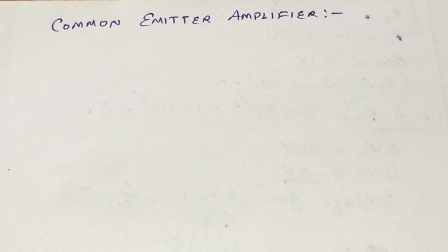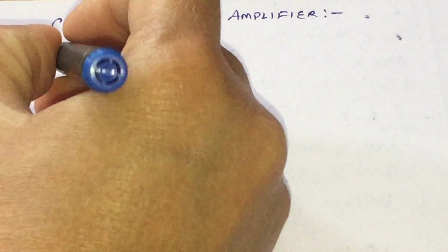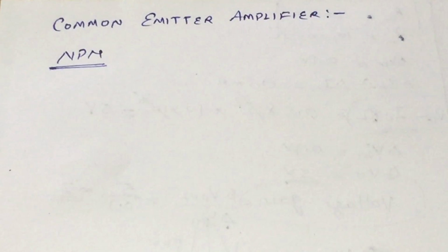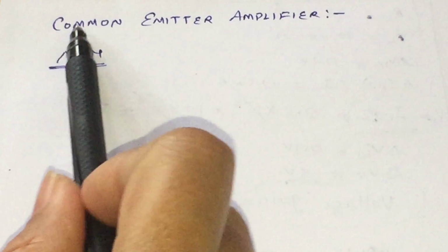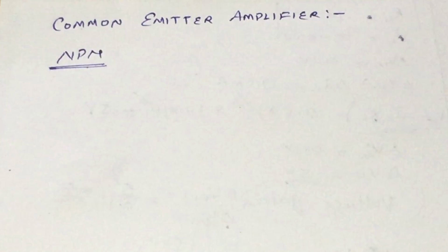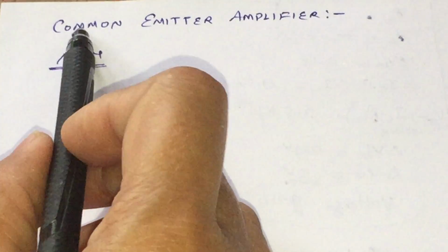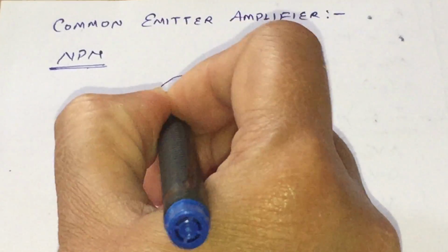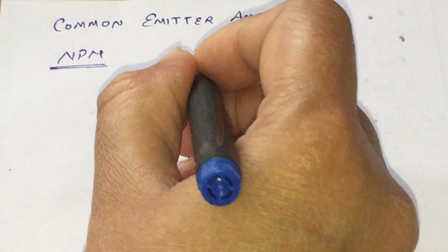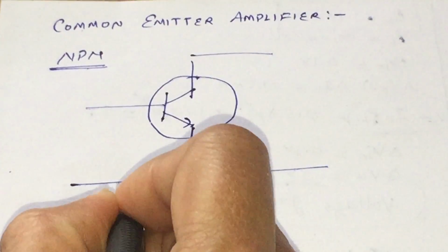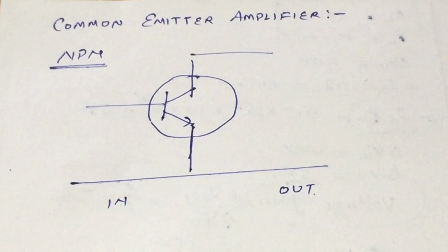Hello students, today's topic is the common emitter amplifier. In today's topic we are considering an NPN transistor so that we can give a common emitter configuration to our NPN transistor. In the NPN transistor common emitter configuration, we will take the emitter terminal of the NPN transistor common in the input side as well as in the output side.